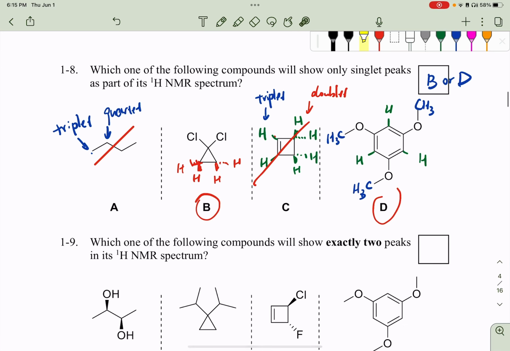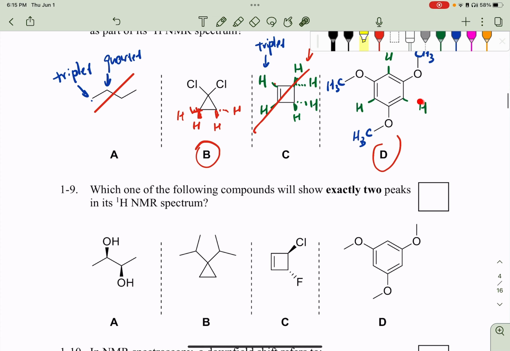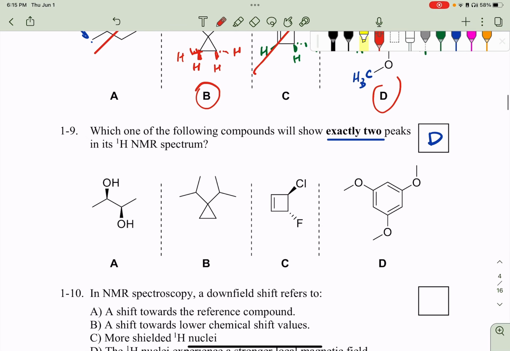Now this sort of answers our question here already, right? We have 2 different types of hydrogens that are chemically not equivalent to each other. So this question is asking for exactly 2 peaks in the proton NMR. So it must be D. Again, if you've got the time, you can come back and check why A, B, and C are not correct. And well, let's do that.